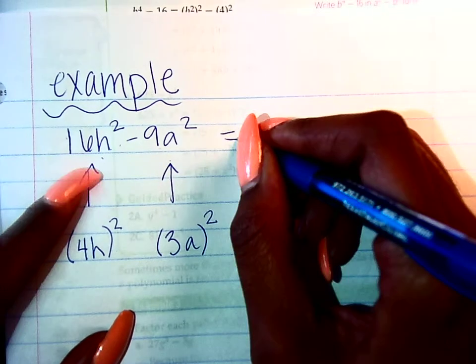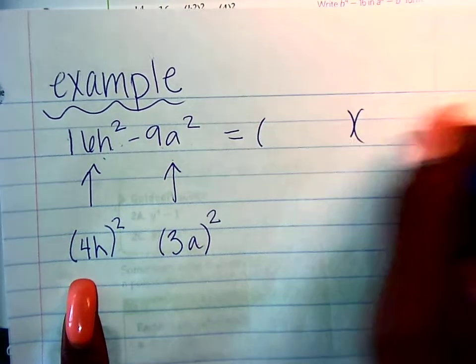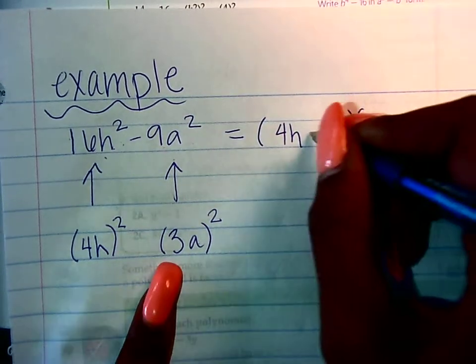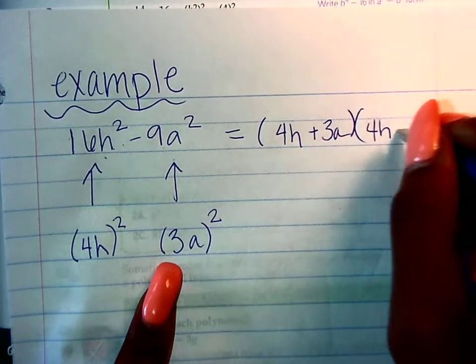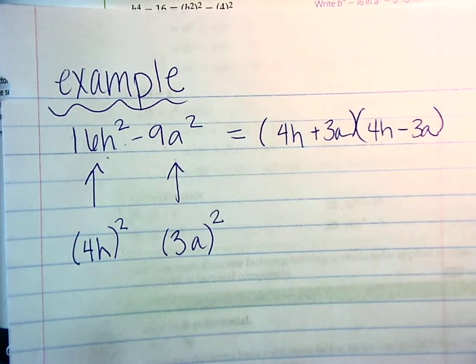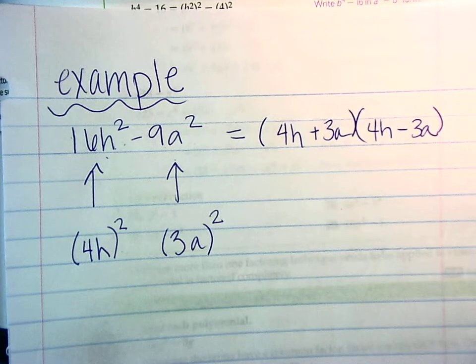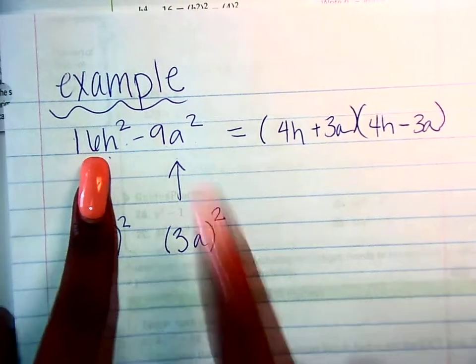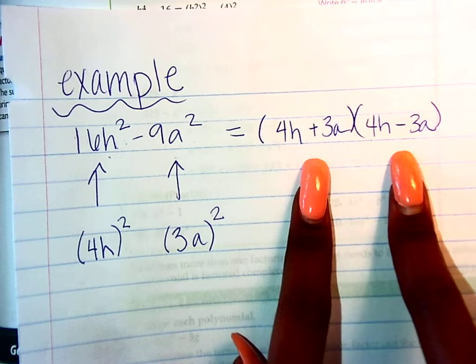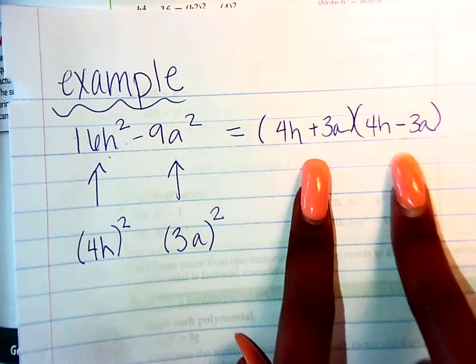The shortcut tells us our factors for this are going to be 4h plus 3a here, and 4h minus 3a here. That's the shortcut. Now, like I said, yes, you can go through and do the factoring. You can do the t-chart, first term, last term. You can do that. But if you recognize at the beginning this is a perfect square and this is a perfect square, use the shortcut. That was much easier than going through the box method.